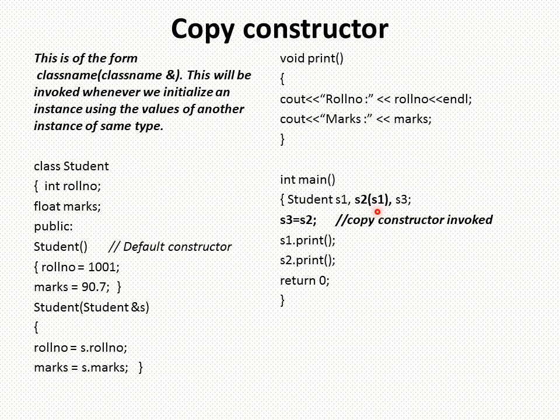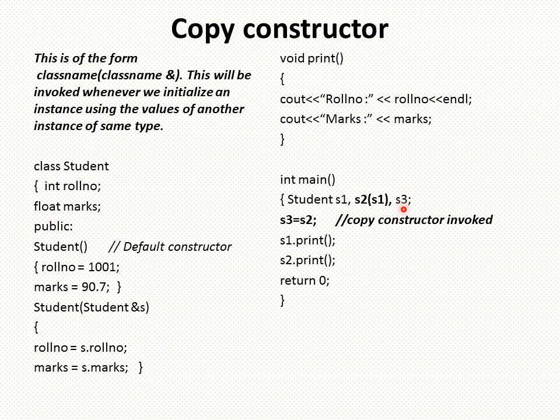Whenever it sees it like this, the values of S1 object come here. That is, student ampersand s. So the same memory location is given an alias name called s. And here within the body of the copy constructor, roll number equal to s.roll number. So what will be the value? 1001. Marks is equal to s.marks. What will be the value? 90.7. So S2 object will also have the same values as S1.